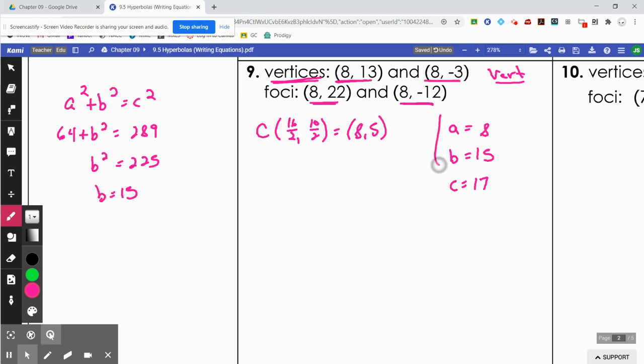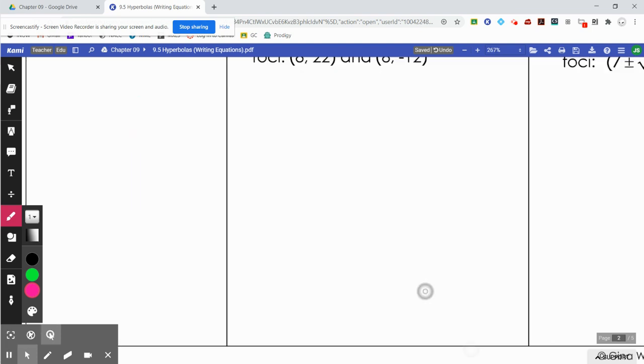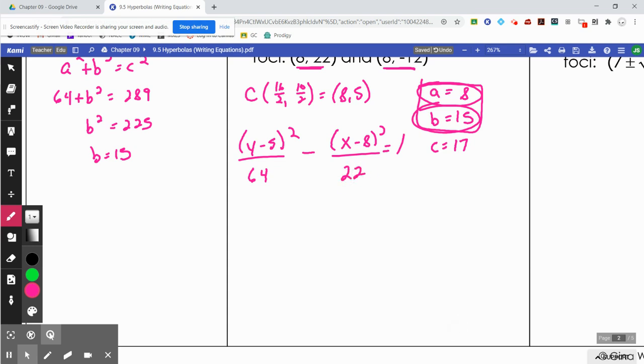So now we're set. There's A and B. It's a vertical hyperbola, so therefore your Y values are listed first. So you have Y minus 5 squared minus, and let's go ahead and do our X's, X minus 8 squared equals 1. Your A value is always listed first, so A is 8, so you're going to put 64 under the first. B value is 15, so therefore 225, which is B squared, goes under your X term.